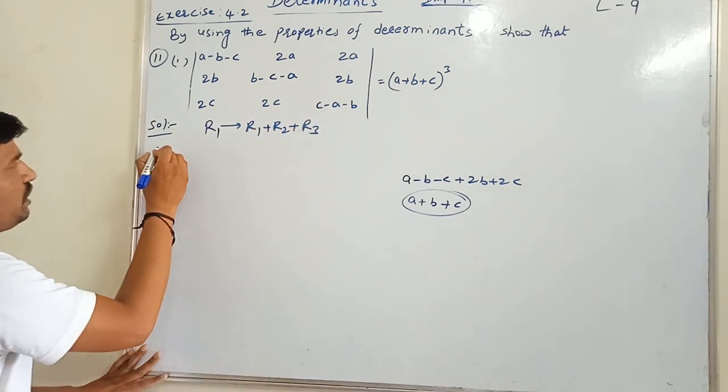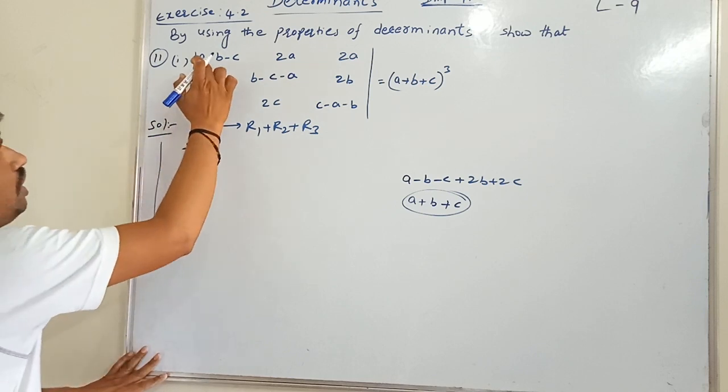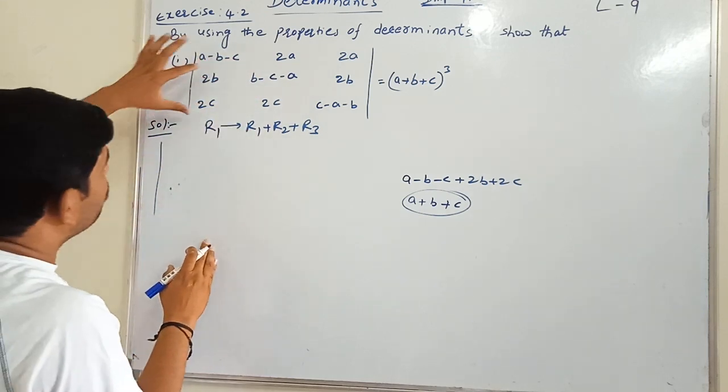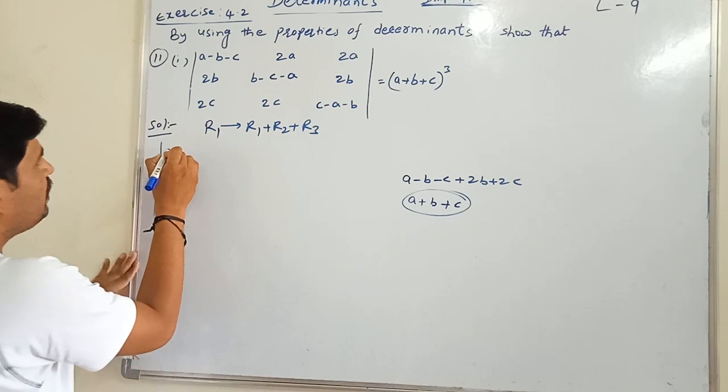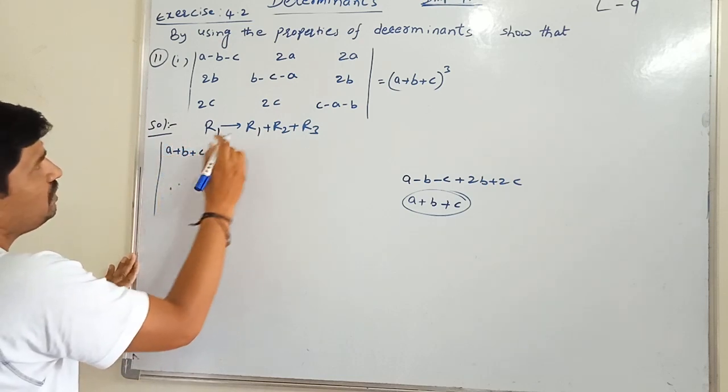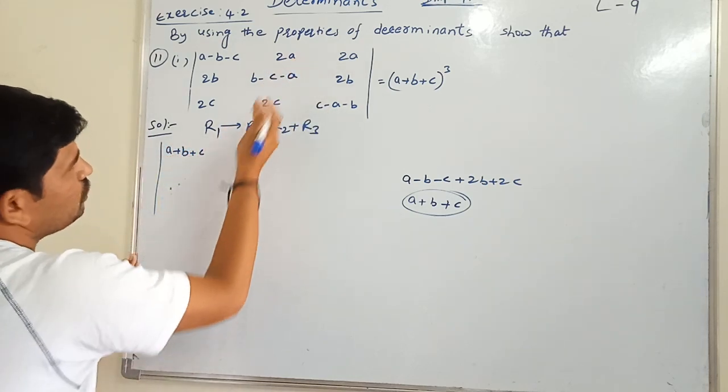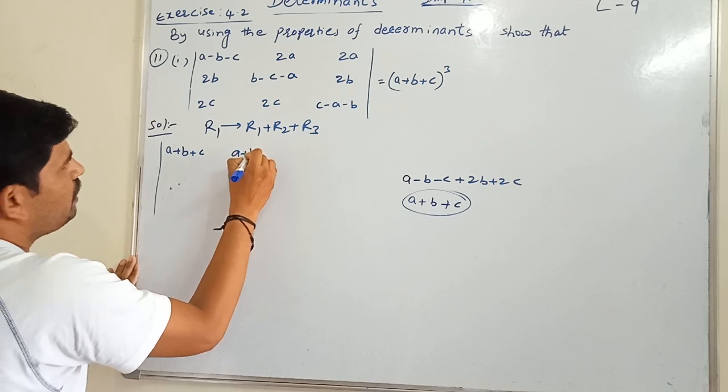Okay. So now we can use the operation. R1 plus R2 plus R3 is nothing but definitely will become A plus B plus C or not. Directly I will write here A plus B plus C. This one also similar. Okay. You people can check this. I am writing directly.